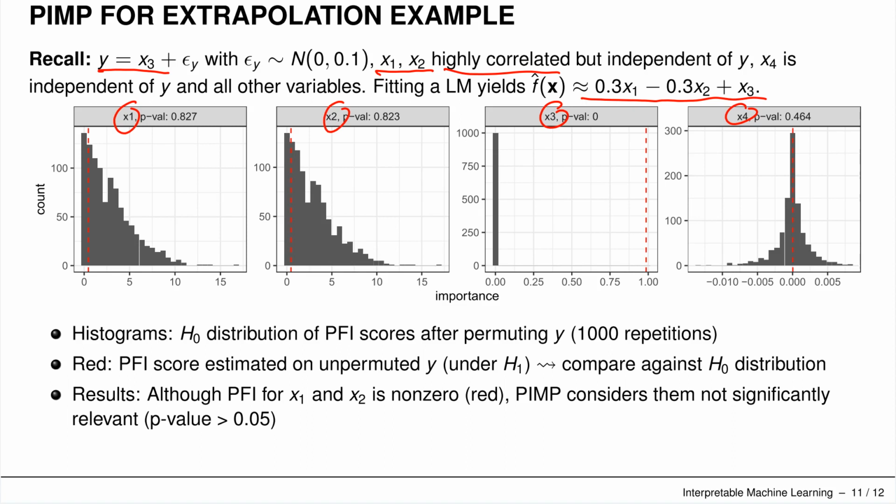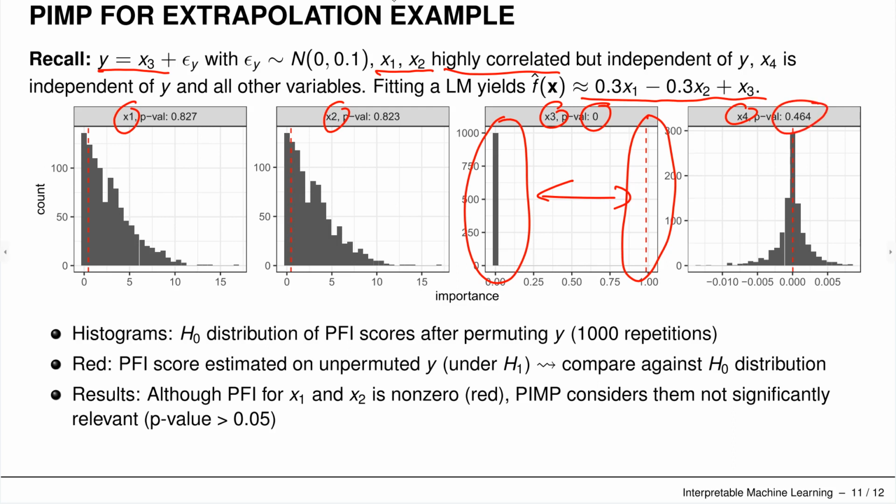We see that for X3, it's quite clear. The actual value is here, the null distribution is somewhere here, so it's quite clear that this is far apart. It's even more than in the tails, so this is clearly significant. That's also why the p-value is 0. For X4, it's also quite clear. We have a distribution which looks kind of normal, and we have the observed value right at 0. So that means it's also far from the tails and gives us a p-value of about 0.5.